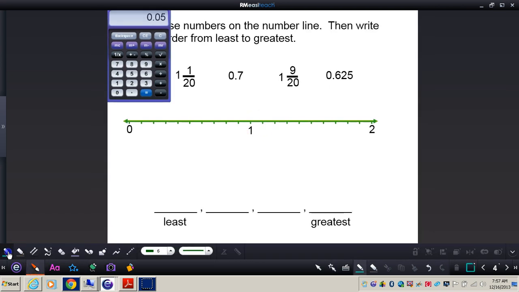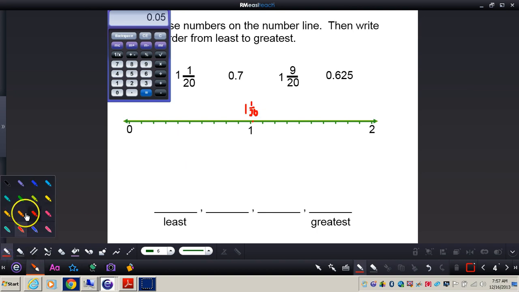Now we know that 5 hundredths is not very far away from that 1. It's not even a tenth of the way down. So think about dividing this into 10 little spaces between my 1 and my 1 and 1/10, and then even smaller than that. So pretty much right to the right of that 1 there, pretty close to that 1, we'll have 1 and 1/20. That is where it will fall.